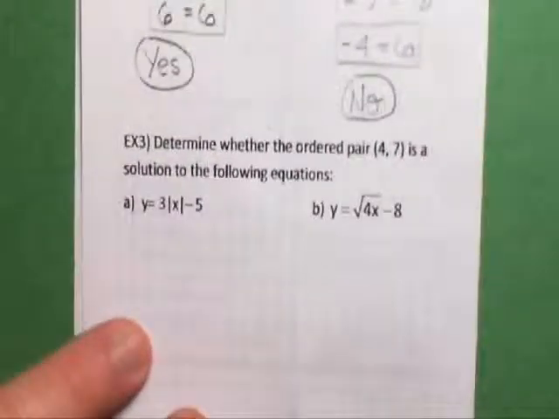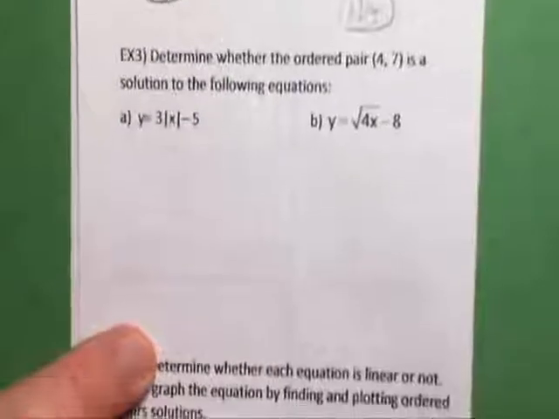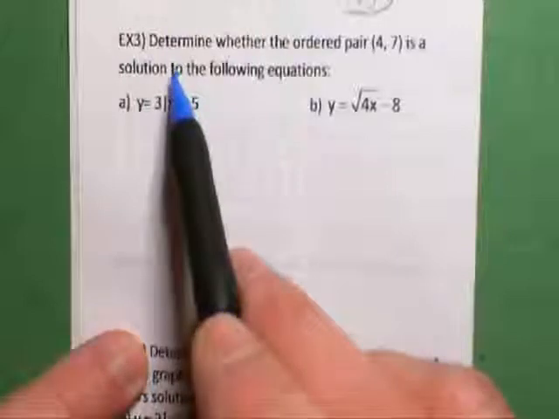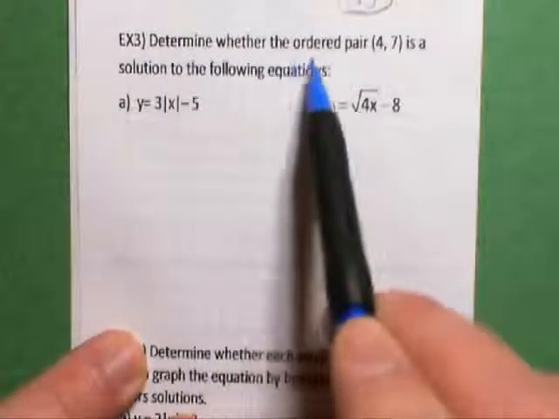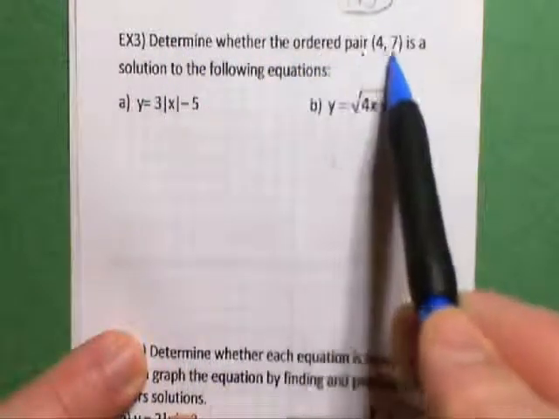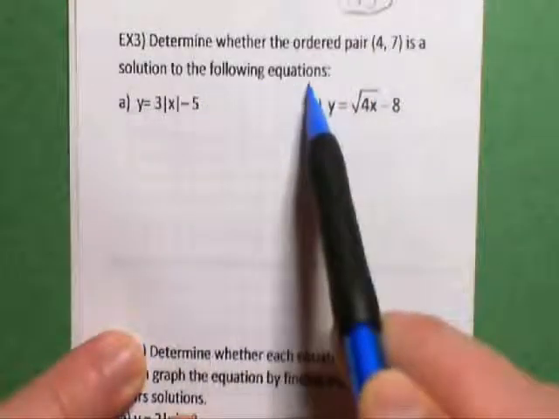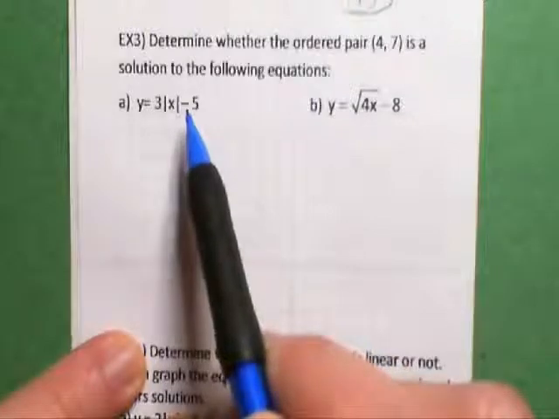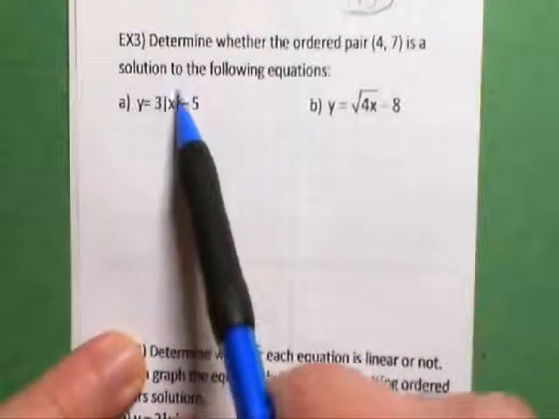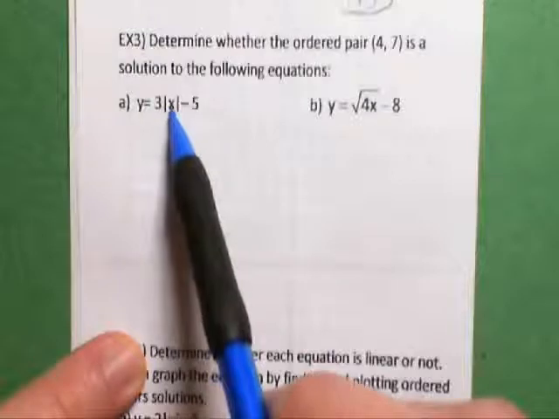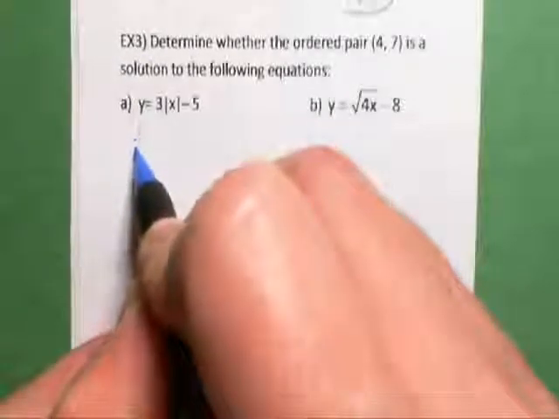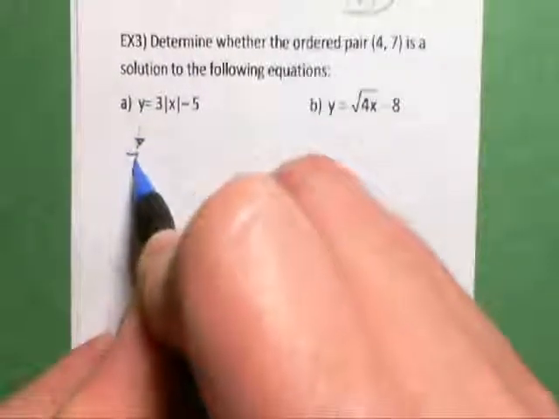Example number 3 is going to be similar to example number 2. It's just worded a different way. Basically saying, determine whether the ordered pair (4, 7) is a solution to the following equations. In other words, is this point on this line? Okay. If you notice here, this is an absolute value sign. Anything that goes inside the absolute value becomes a positive.